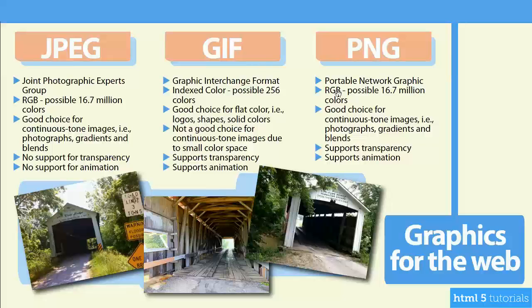The third file size we'll get to in a second, but you can see that there are shortcomings of both of these. The JPEG gives you beautiful color, but there's no transparency or animation. GIFs have transparency and animation, but not beautiful full color. So that's where PNG comes in, where it has the best of both worlds. A PNG stands for Portable Network Graphic. It is an RGB color space, so it has a possible 16.7 million colors. It is a good choice for continuous tone images, but you can also use it for flat areas of color, but it's really best for continuous tone.